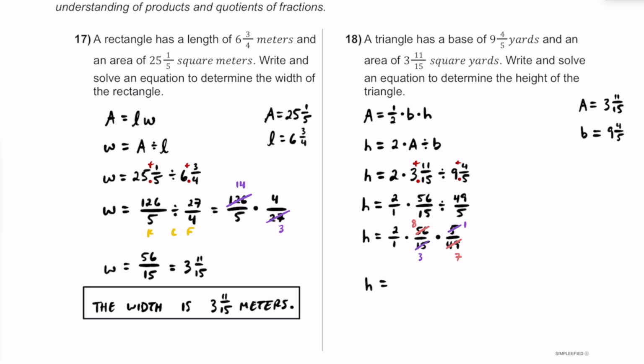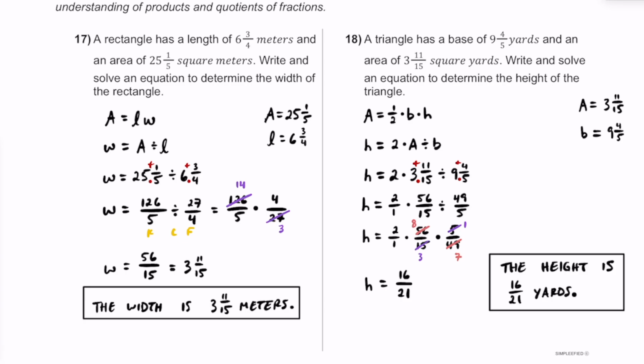So let's see. On top here, we have 2 times 8, which is 16, times 1 is still 16. And on the bottom here, 1 times 3 times 7 is going to be 21. And so putting this all together, we can say that the height of this triangle is going to be 16 over 21 yards tall, which is going to be a little less than 1 yard, right? And hopefully that makes sense.